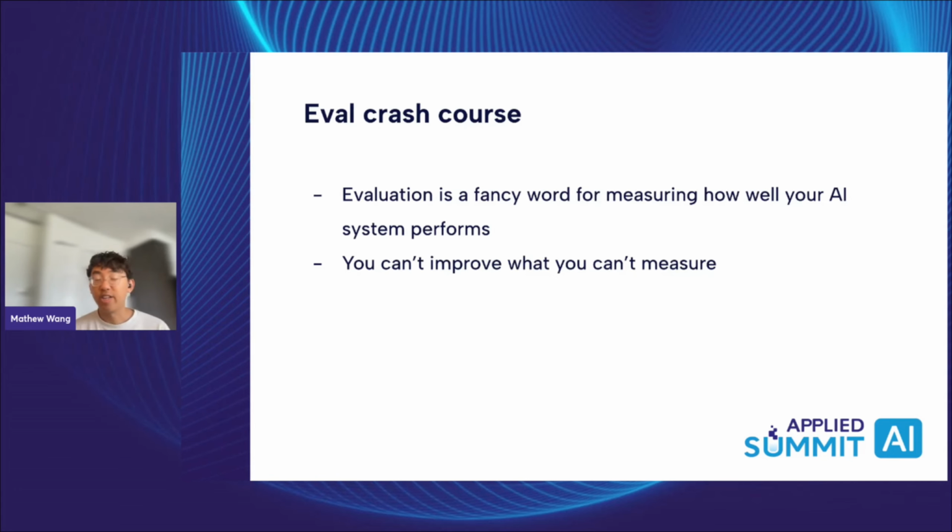The second important concept is evaluation. Evaluation is just a fancy word for measuring how well your AI system performs. There are a lot of ways that it's important. I'd say the best way to frame it in one statement is you can't improve what you can't measure. If you want to make your AI product better, you can't make it better without knowing whether you're actually improving it, and evaluation is the way to do it.